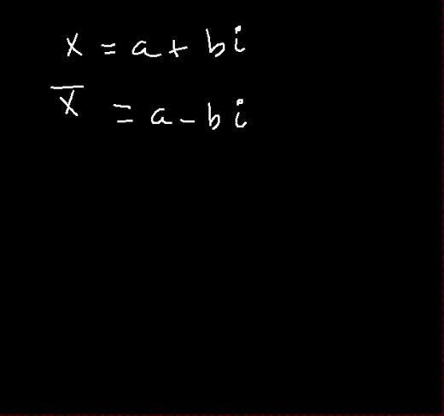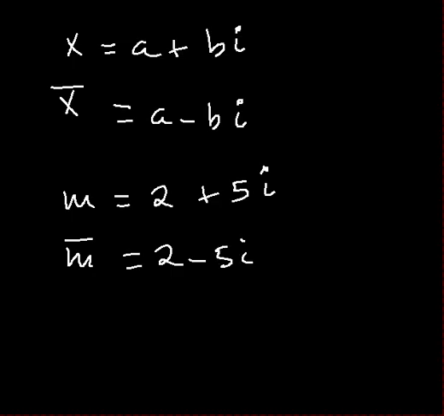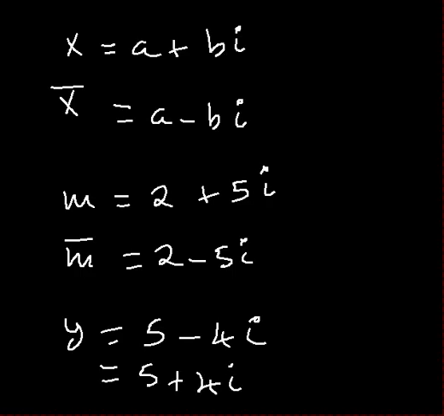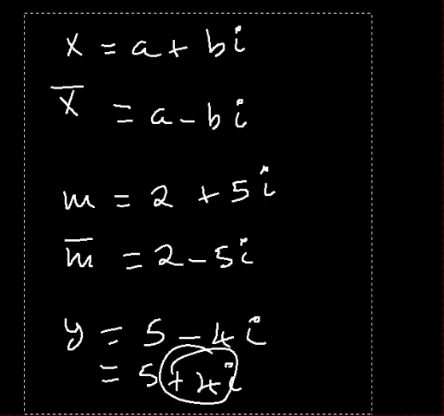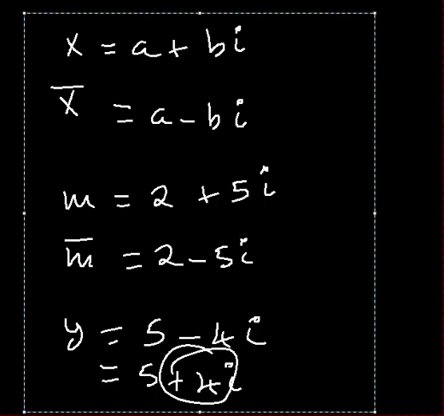In the same case, let's say we have a complex number m, which is given as 2 plus 5i, its conjugate will be given as 2 minus 5i. If we have the complex number y, which is given as 5 minus 4i, its conjugate is given as 5 plus 4i. So that's the basic idea behind that. So how should you do the division of complex numbers?